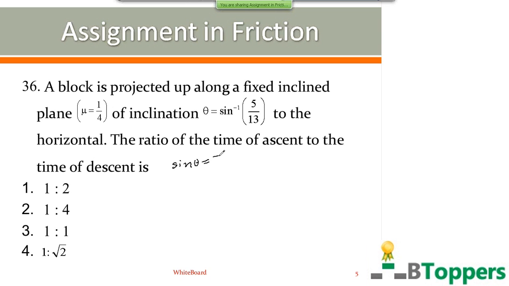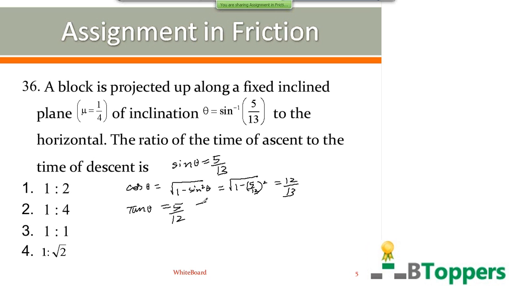So sin theta equal to 5/13. From this you must know how to calculate the value of cos theta. Cos theta is equal to square root of 1 minus sin square theta, that is 1 minus 5/13 whole square. That comes out to be 12/13. You can find tan theta from that, you get 5/12. So you can observe that tan theta is more than the coefficient of static friction.